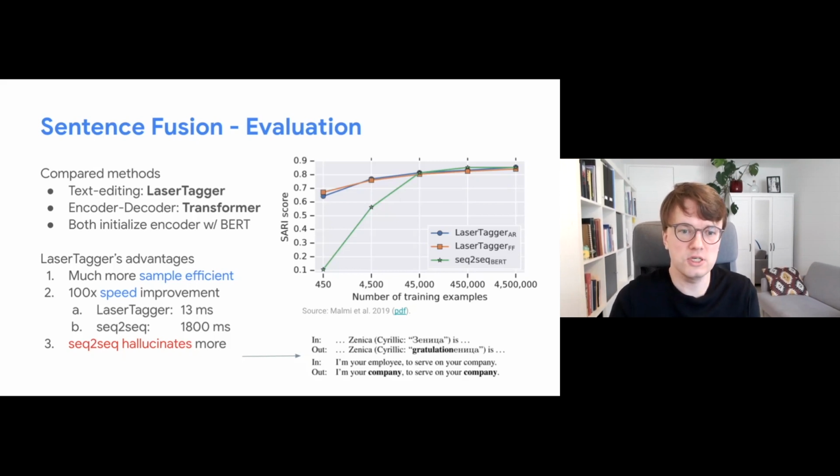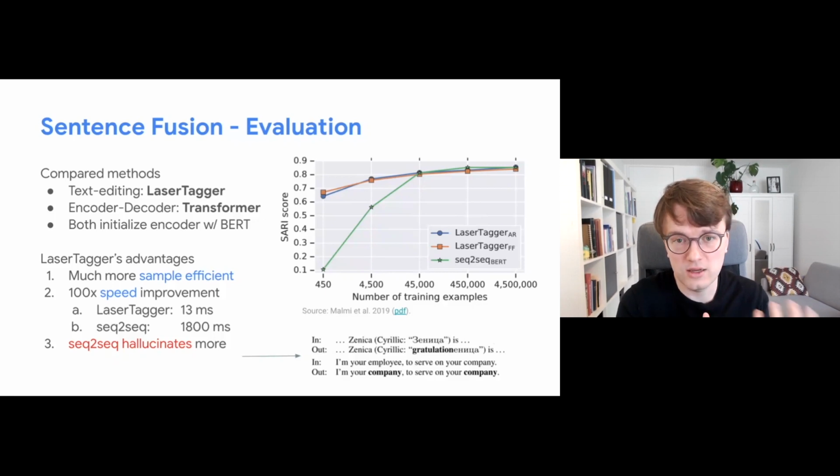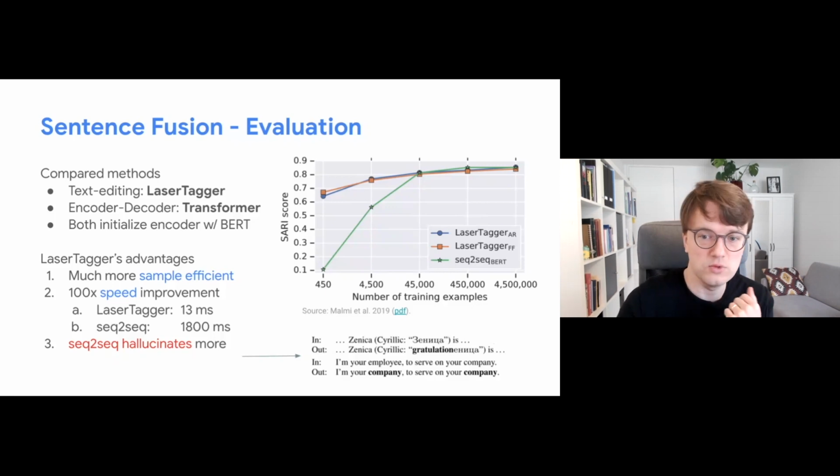And in terms of efficiency, we compared the transformer model and the LazyStacker model, and we see very significant speed improvements for the inference time. Another nice advantage of the text editing approach was that sometimes the transformer model would again hallucinate. So for example, if it saw some weird words in another language, it would just make up some words, whereas the text editing approach would not be able to do this because it wouldn't have these weird words in the vocabulary in the first place.